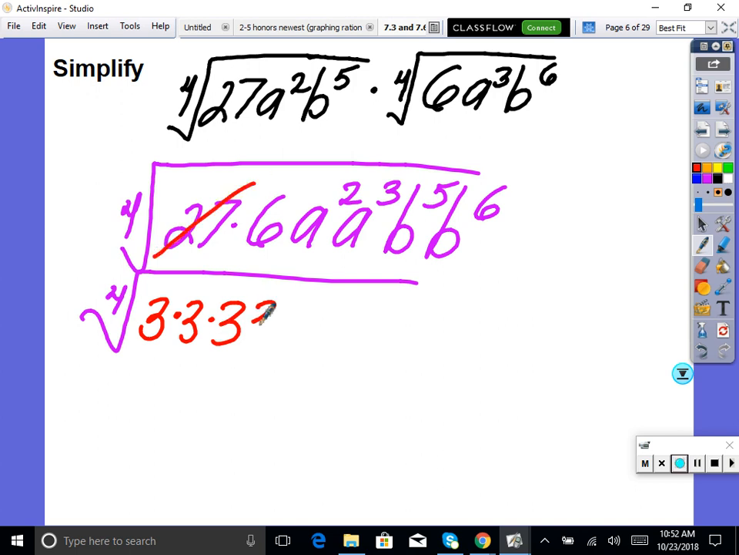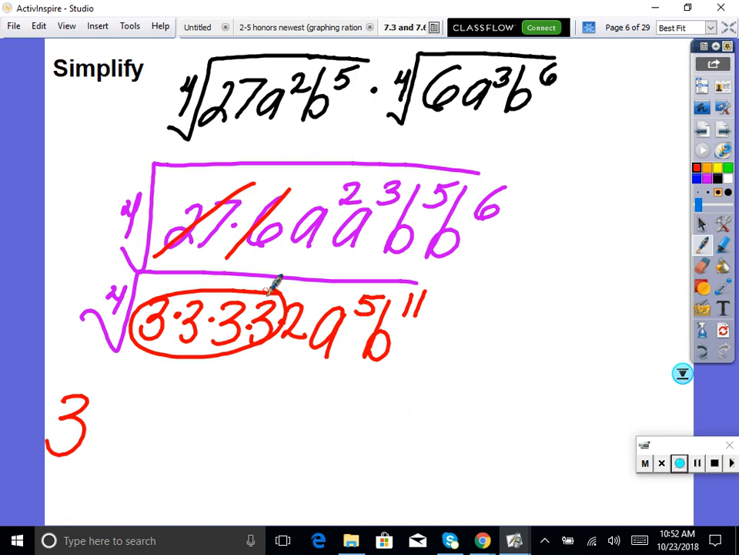And then 6 breaks down into 3 and 2. And then there's 2 a's and 3 a's, so wouldn't that be a to the 5th? Yeah. And then there's 6 and 5, wouldn't that be b to the 11? Yep. Okay, pulling out groups of 4, so we'll pull out a 3. How many groups of 4 are there here? So a, 4th root, 2 is left, and then now an a is left, right?